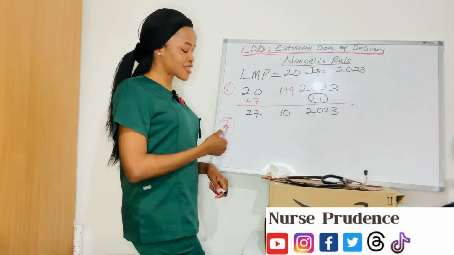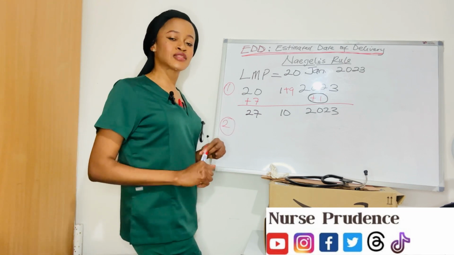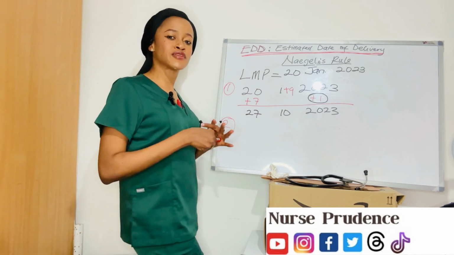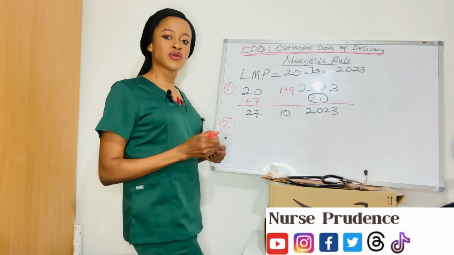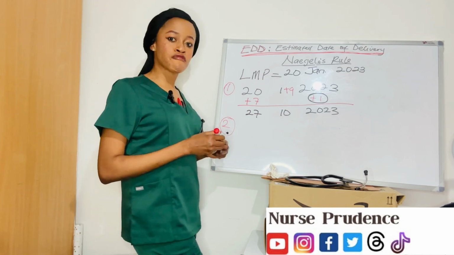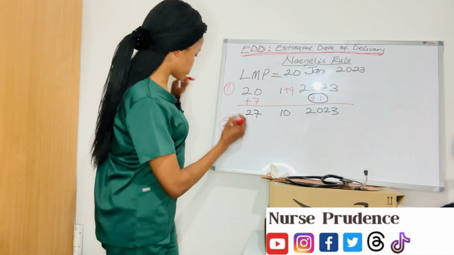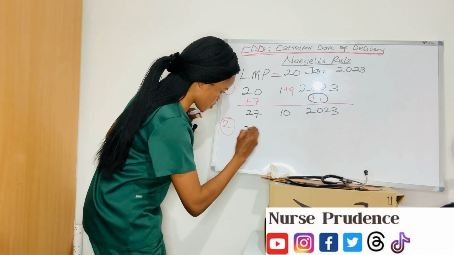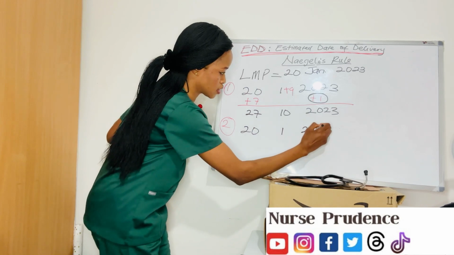I said that the second method is you taking January to be the 13th month, February to be the 14th month, and March to be the 15th month. Only when you use such a method are you going to adopt the full method or formula for this. So let's assume now that we have 20th of January, which is 2023.